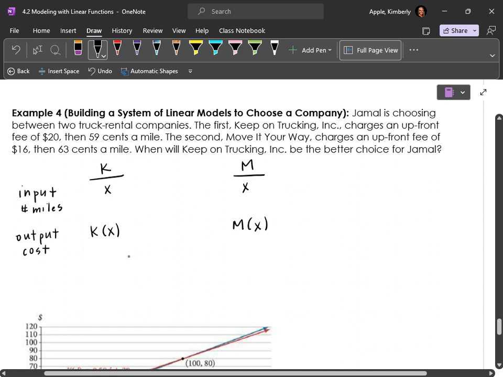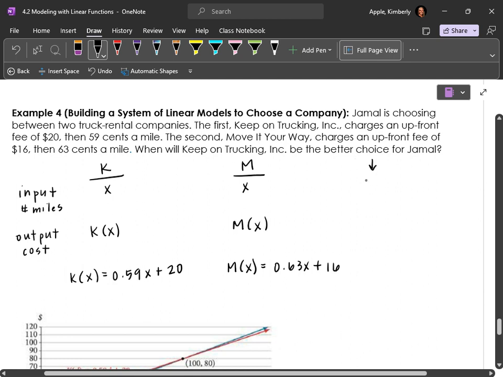And so the first thing we want to do is construct our model. And so K of X is equal to the rate, which is 59 cents per mile, which we said was X, plus the flat rate of $20. And then M of X for Move It Your Way is 63 cents a mile, plus the fixed rate of $16. And so what it wants to know is, when will Keep On Trucking be the better choice?